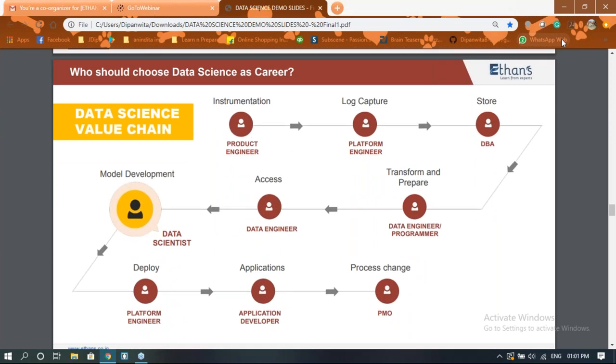Okay, who should choose data science as a career is a very important question here, because at different processes you can be a contributor to this data science value chain. It starts with the very simple data gathering part.